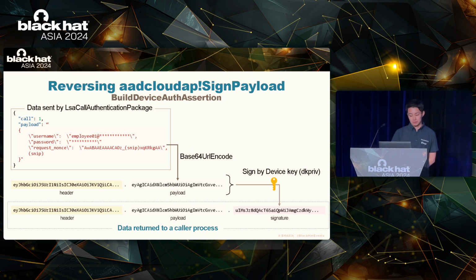So the SignPayload function literally can sign the content of the payload and make a JWT with the signature of the device key. This means that with this function, if you include username and password in the payload of the JSON data, then through this internal function of the Azure AD plugin, you can get this login request with the signature of the device key. And you can use it to authenticate to Entra ID.